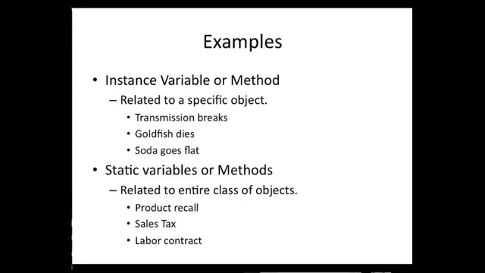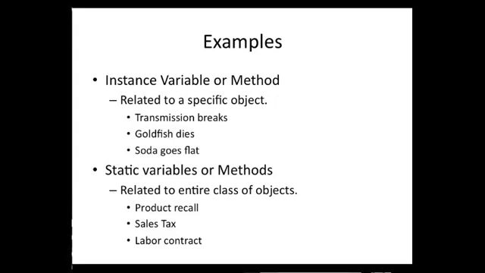Just to simplify all this, when we say instance variable or method, what we mean is that these items are related to a specific object. Let's say my car, it's one car, and the transmission breaks. My transmission broke, yours is probably still running fine. Let's say I have a pet goldfish and my pet goldfish dies. Well, your goldfish are still living, because these are instances of a transmission and a single instance of a goldfish, and only that single instance is affected.